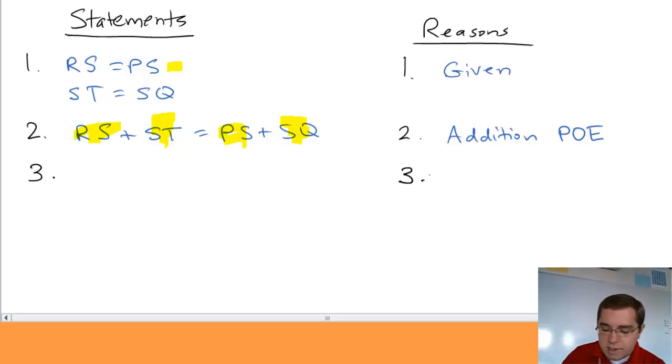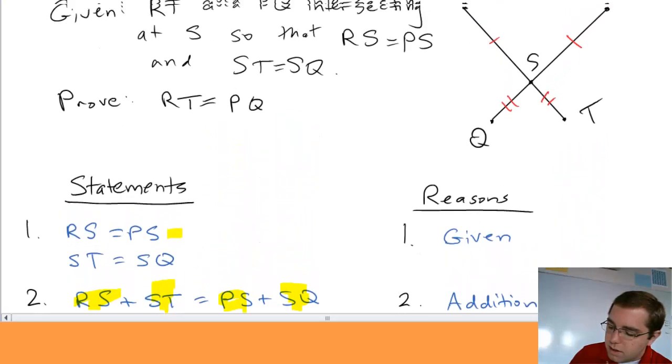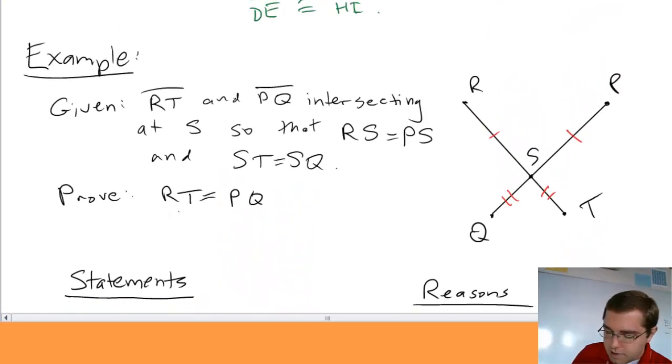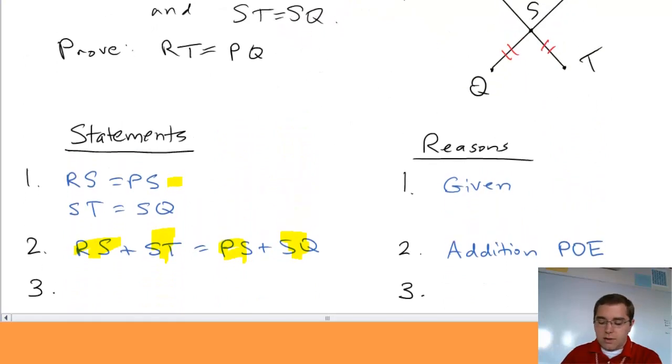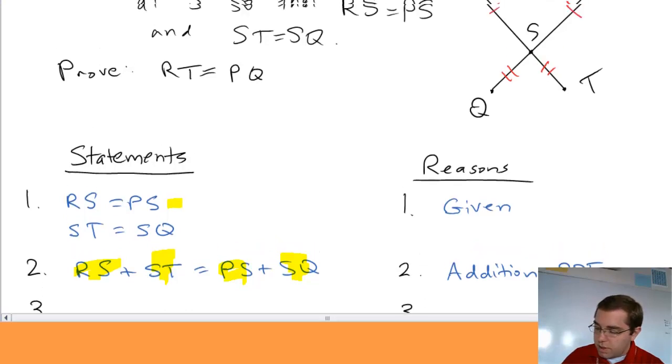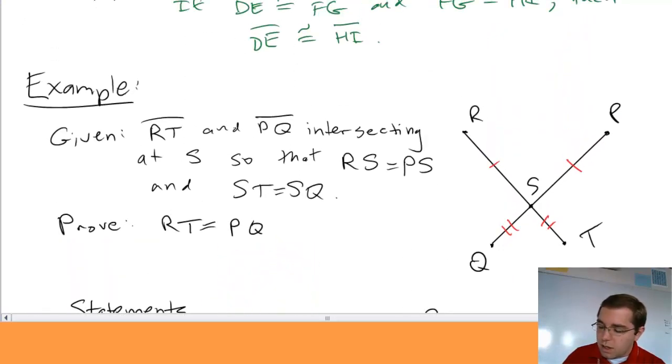If I have that RS plus SG equals PS plus SQ, then if I look at my picture, my goal, remember, is to say something about RT and PQ, to say that those are equal. So far in my proof, I haven't used RT or PQ at all. I need to work those in somehow. My picture gives me a hint on how to do that.